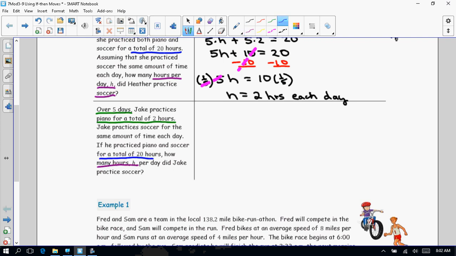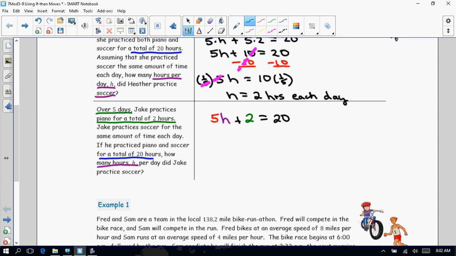So this one's different, right? Because he only practiced 2 hours over the whole 5 days. So instead, we now have the 5 days times the hours at soccer. We don't know how many that is, plus the 2 hours he's practiced for the entire week of piano. And that still is equal to 20. They both put in 20 hours of practice, just set up differently.